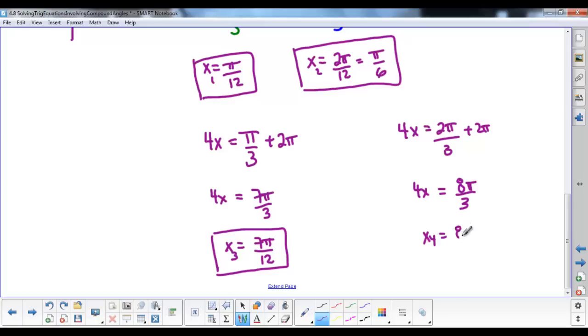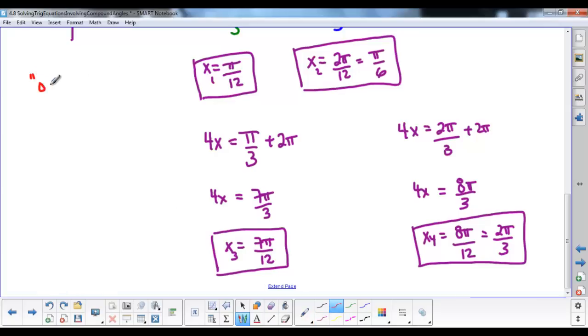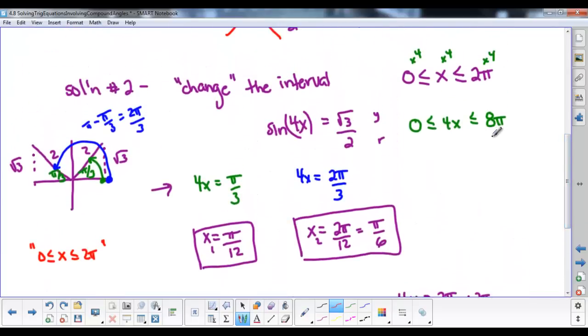8 pi by 3 divided by 4 ends up being 8 pi by 12. And I can actually reduce that to 2 pi by 3. So there's our fourth answer. So again, if it helps, you can think of this as working, and I'll put it in quotation marks, between 0 and 2 pi. Think of this as being between 2 pi and 4 pi. But remember, our goal is to get to 8 pi.